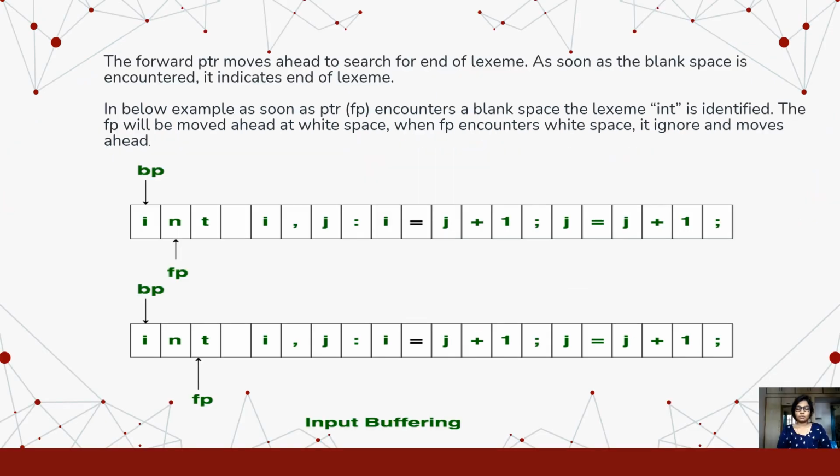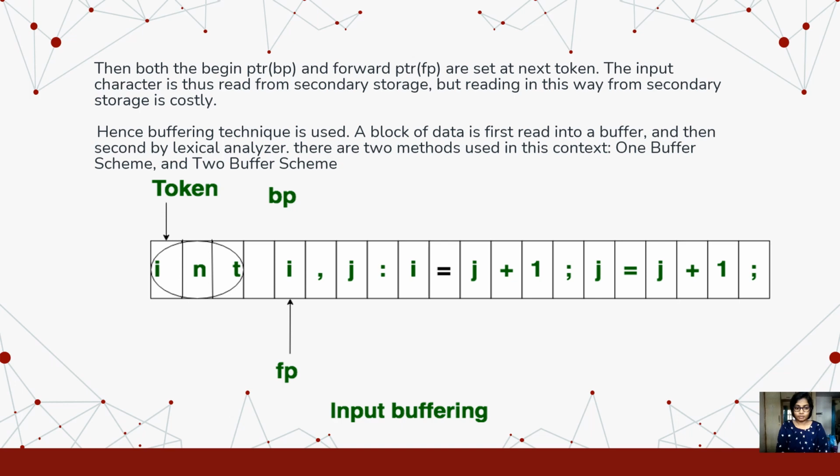The forward pointer will move ahead in the string in search of the end of the lexeme. As soon as it identifies a blank space, it recognizes it as the end of the lexeme. So, in the example below, the forward pointer encounters a white space and identifies int as a lexeme. Then the forward pointer moves past the white space. Next time it will ignore the white space and move ahead. Then both the begin pointer and forward pointer are set at the next token.